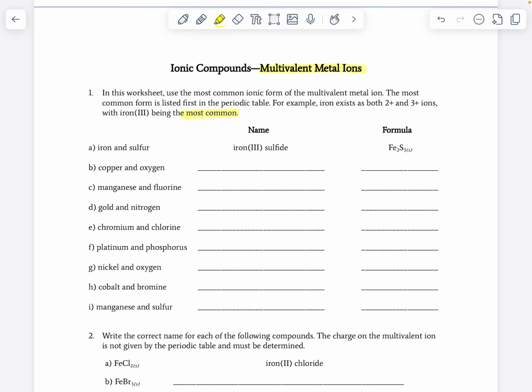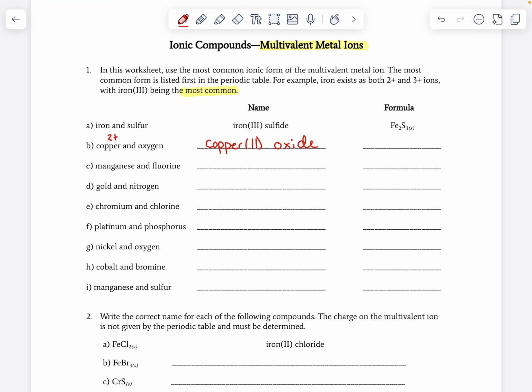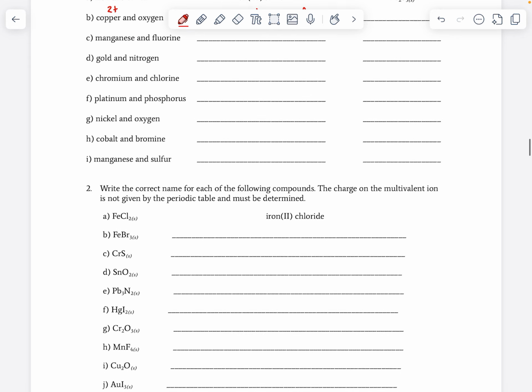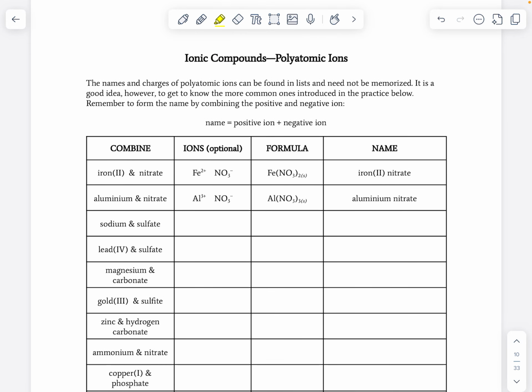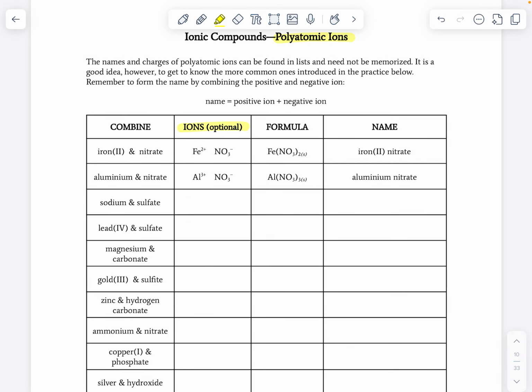So again, that is the first one that's listed on the periodic table. So for example, copper, the most common one is copper 2+, since it's the first one listed on the periodic table. So we would go copper 2, and then oxygen is oxide. Okay. So that one's just multivalent metals. Page 9 is just polyatomic ions. So they have a spot for you to put the ions if you want, writing out the actual formula, and then the name.